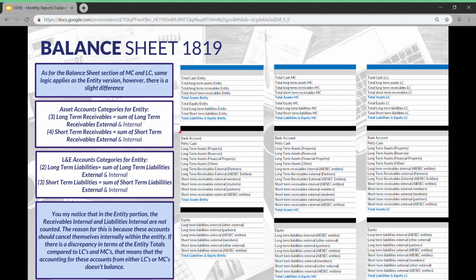Similar to the profit and loss statement, there are a few differences. The only difference here from the entity version to the MC and LC version is the internal accounts. The reason for this is that if they are internal, usually these accounts should cancel themselves internally within the entity. So if there is a discrepancy, we need to look into how the accounting for these accounts works from either LC's or MC's side.